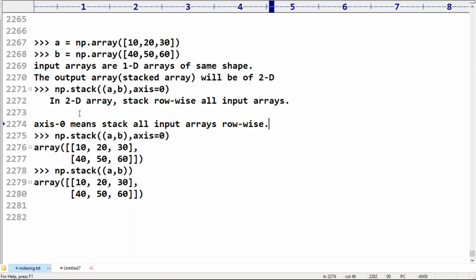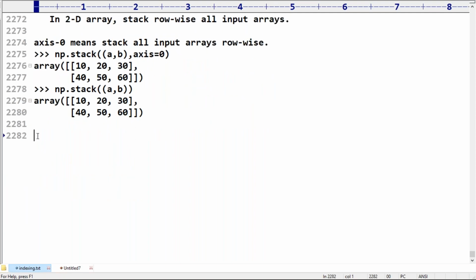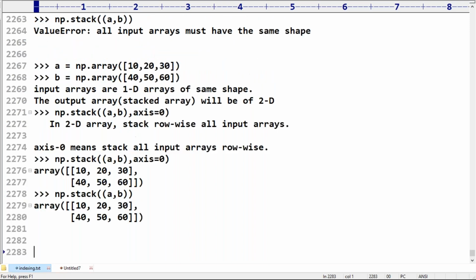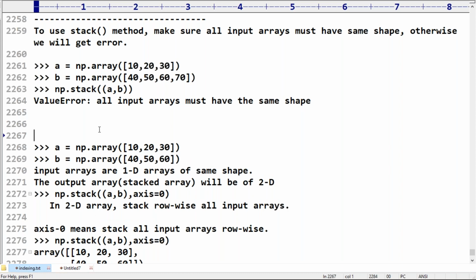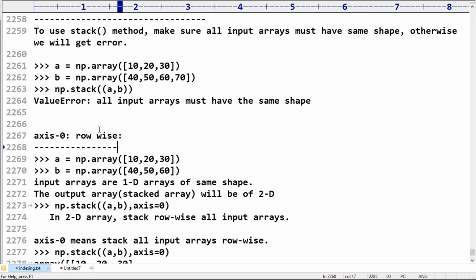Now, what is the shape of this array? The shape of this array is: 2 rows and 3 columns are there. Now the shape is 2 by 3. Okay, a 2D array with 2 by 3 shape. Now the next one, sir. So this is row wise. Have you observed? Axis 0. 0 means row wise. Okay, it's clear.